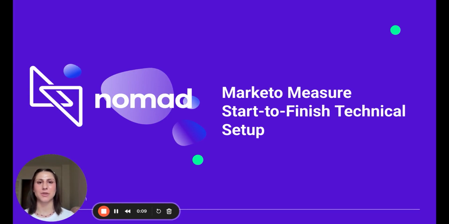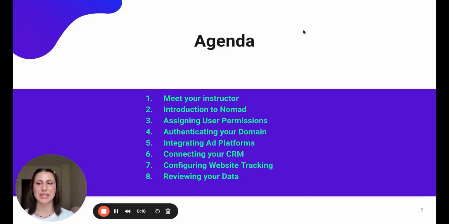Today, we're going to cover all of those important technical configuration items that you need to get up and running with Measure. So today, we're going to run through an agenda that will cover meeting me and giving you an introduction to who Nomad Marketing is. Going to then cover all of those Marketo Measure technical integration items. So assigning user permissions, authenticating your domain, integrating ad platforms, connecting your CRM, configuring website tracking, and then of course, reviewing your data to make sure everything is working.